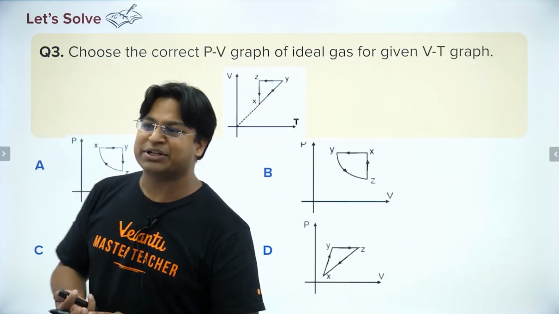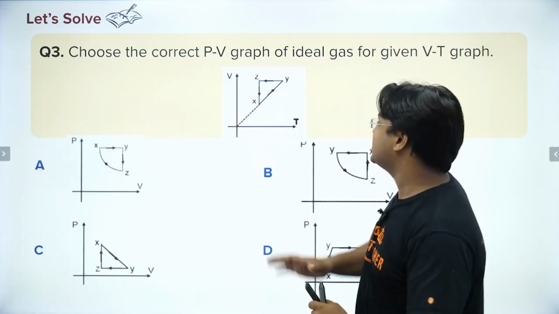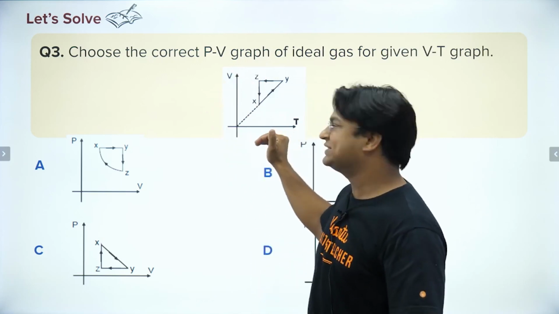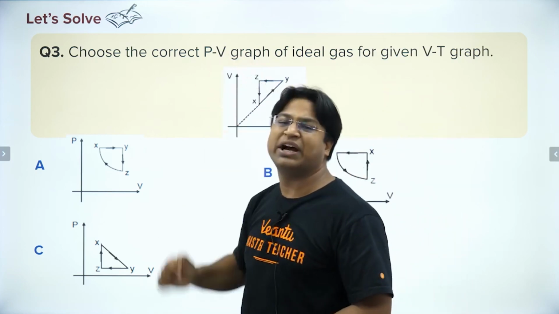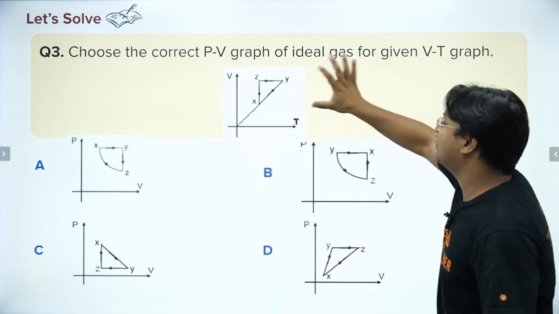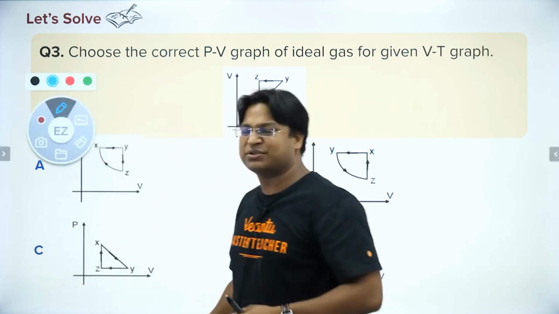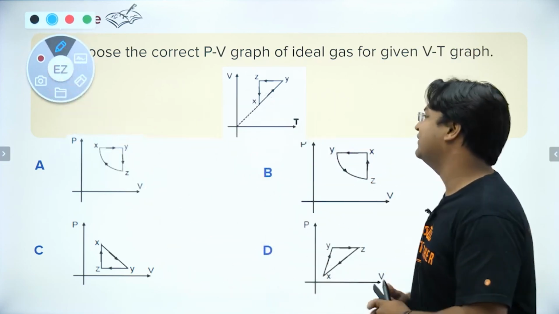Again, a very simple question in which a graph is given to you. A process has been represented in the TV diagram, with T on the x-axis and volume on the y-axis, and we have to figure out the correct PV graph for the same process. I think this is one of the easiest questions you can get if you know how to convert these graphs. Something very easy.